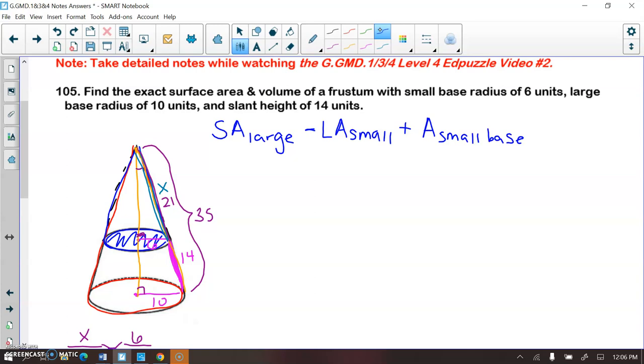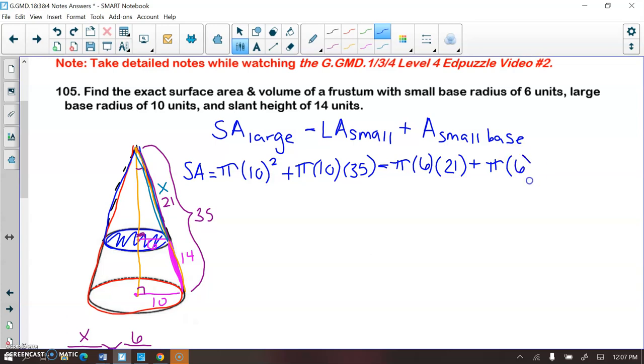So the surface area of the large cone is going to be pi times 10 squared. Sorry, let me say that this is surface area. So pi times 10 squared plus pi times 10, the radius, times the slant height of the whole thing, which is 35. And then I'm going to subtract the lateral area of the small cone, which is pi times 6 times the slant height of that small cone, which is 21. And then I'm going to add on the area of the small base, which would be pi times 6 squared.